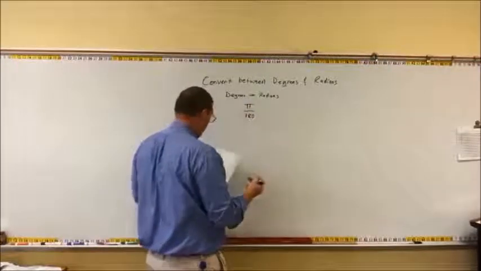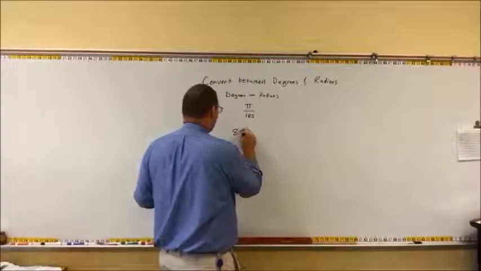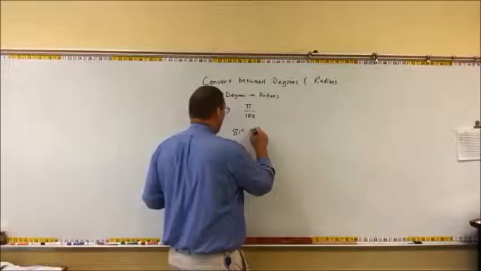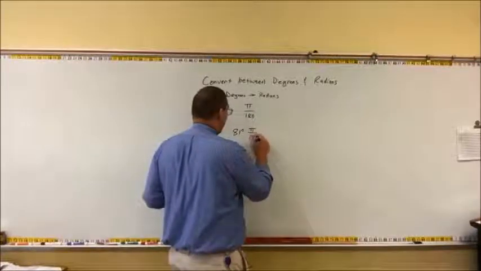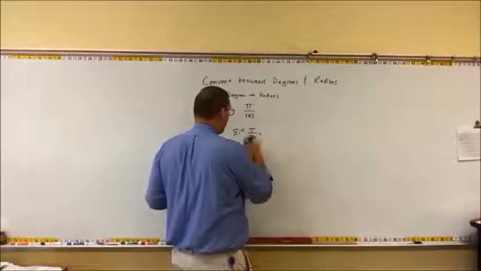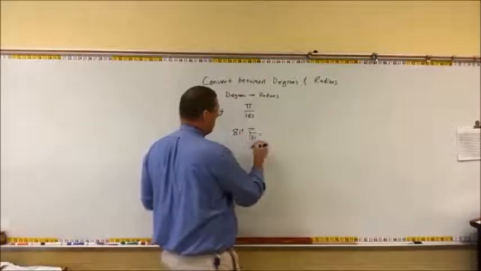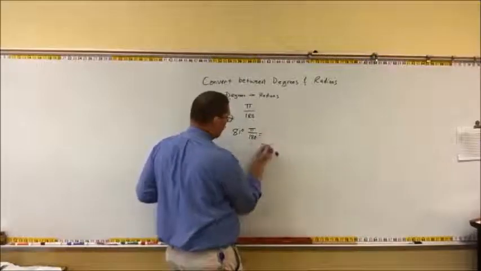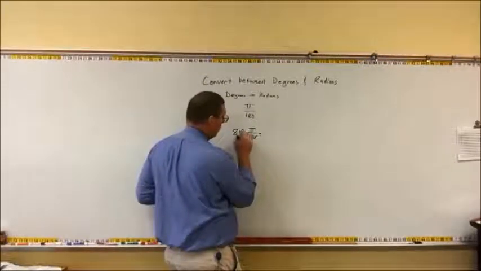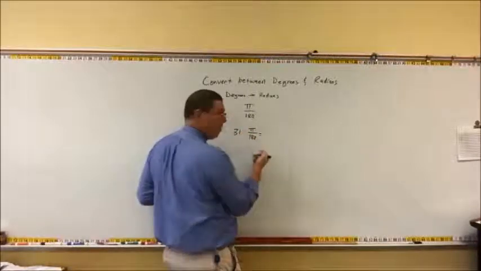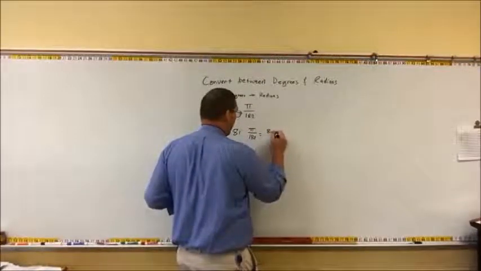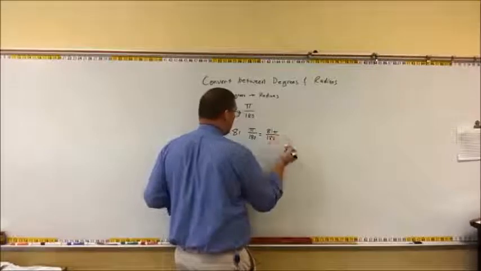And here's an example. Let's say that you have 81 degrees, you have an 81 degree angle. You would then just multiply that by pi over 180. And so, 81 degrees times pi. By the way, technically this is 180 degrees. And because we have degrees in the numerator, and then degrees in the denominator, the degrees cancel. And then 81 times pi is 81 pi over 180.